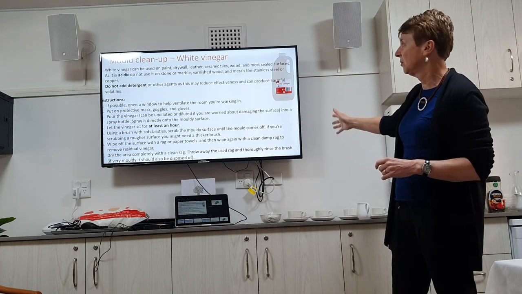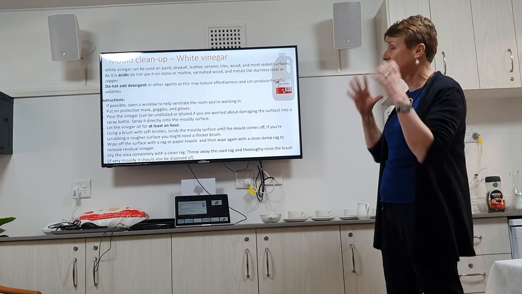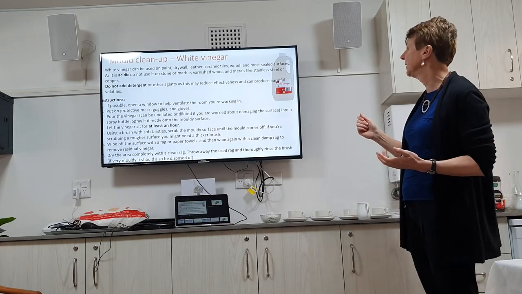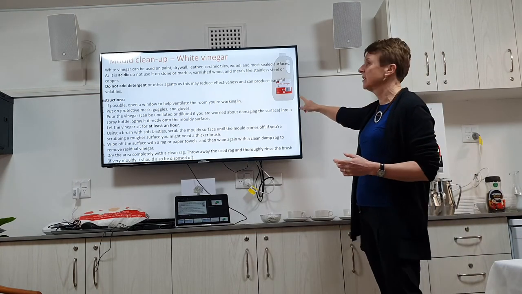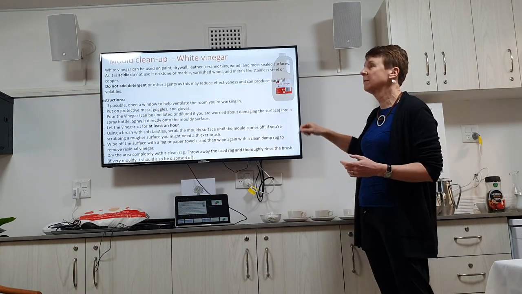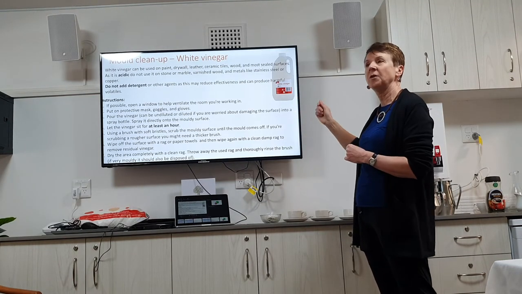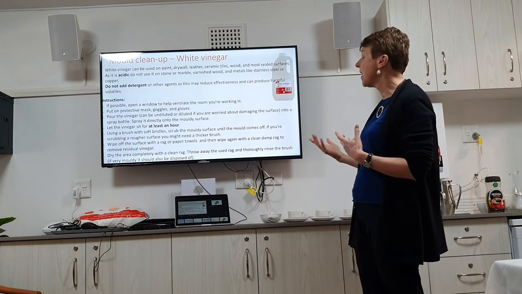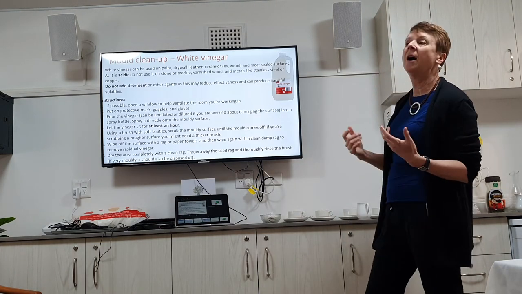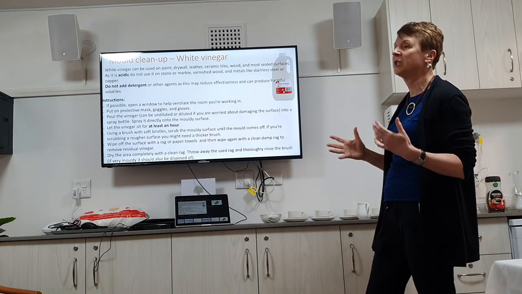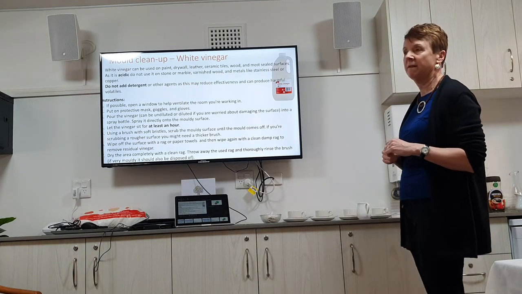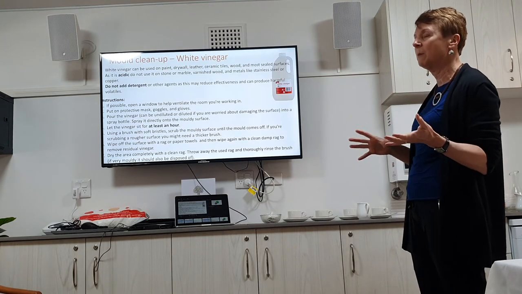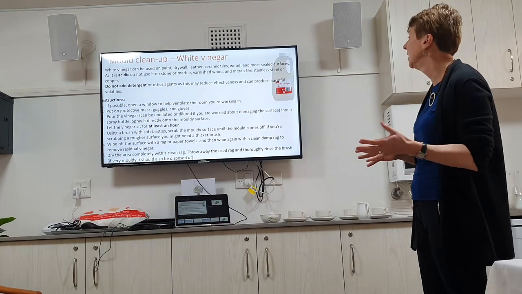So these are the instructions. First of all, open a window if you can, put on your protective gear, and put the vinegar into a spray bottle. Now, vinegar varies in terms of its concentration. So it's a good idea to look on the label to see how much acid it has in it. They're usually around 5%, but some are higher. You want to dilute it down to 5% or less, particularly if you're working on a surface that you're worried could be damaged.